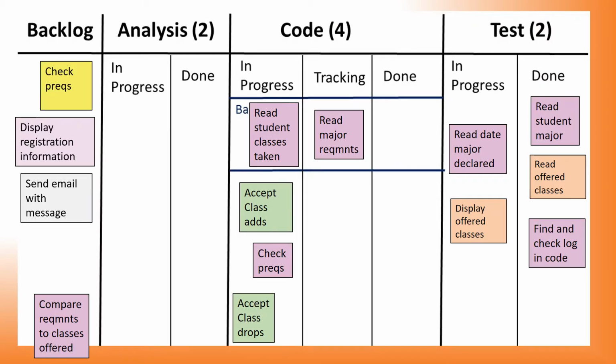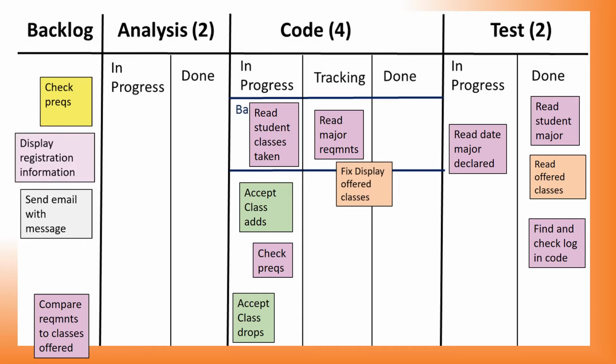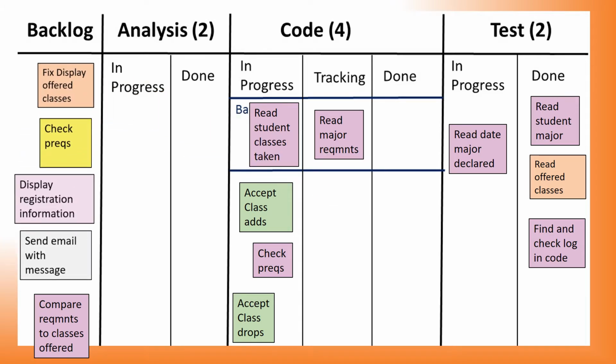The project runs as smoothly as can be expected, which is to say multiple problems crop up. Let's see how the team handles them. Yoshi is handling testing, and the task, Display Offered Classes, doesn't pass testing. She changes the title to Fix Display Offered Classes and puts the card on the top of the backlog so it can be addressed next.